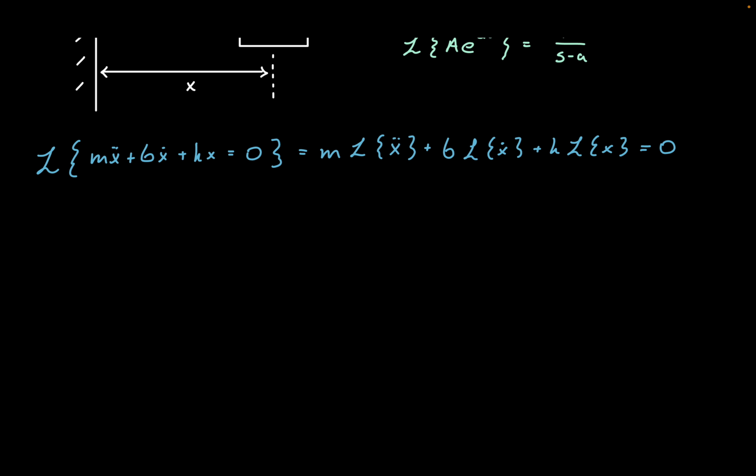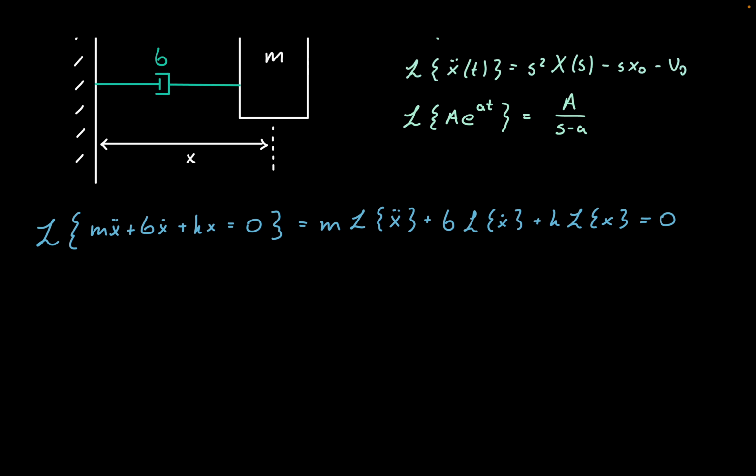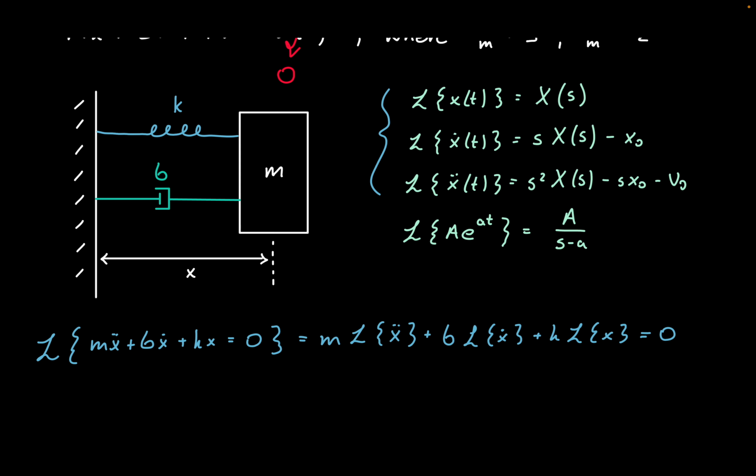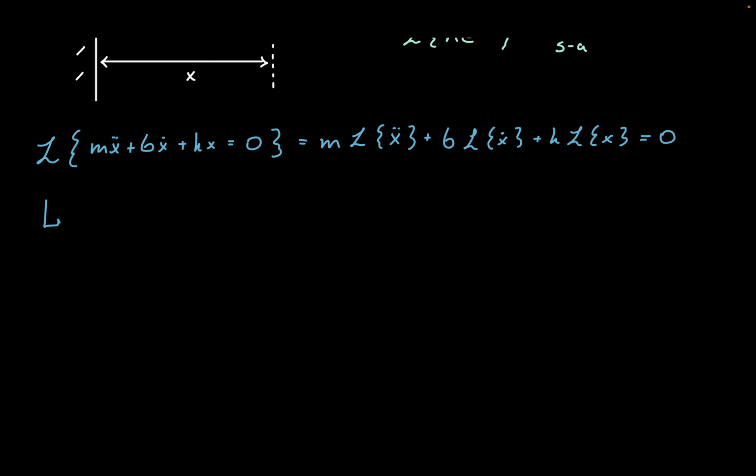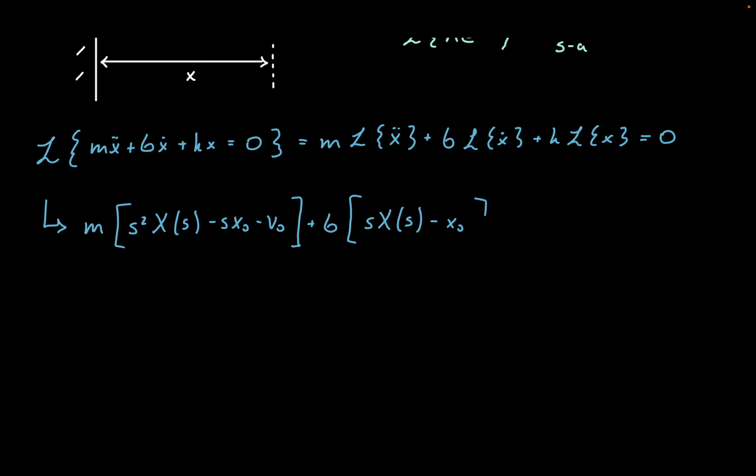So now, after we did that, we can essentially write out our Laplace form using our derivations from before. We'll essentially have mass times s squared times capital X of s minus s times x naught minus v naught, and then plus b times s times capital X of s minus x naught, and then plus k times capital X of s is equal to 0.